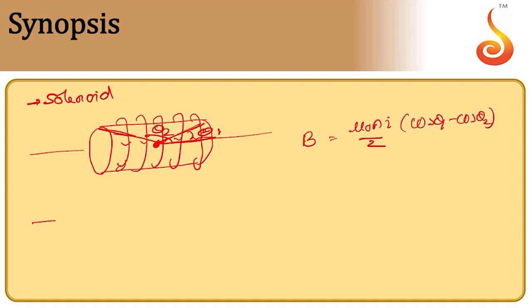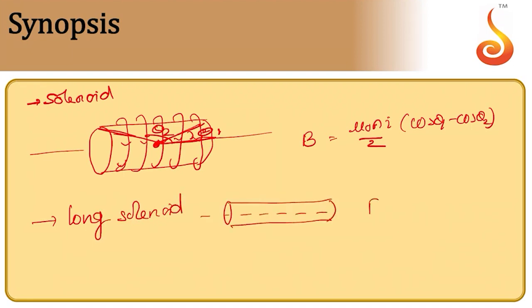Suppose I consider a long solenoid. In the case of a long solenoid, the cross section is very small compared to the length, and thus the magnetic field is given by mu naught n I. This time we should be very careful. Small n stands for total number of turns divided by length, that is, number of turns per unit length.